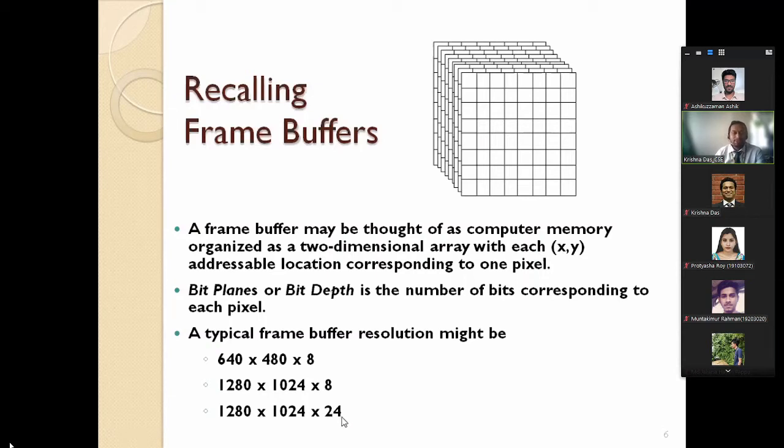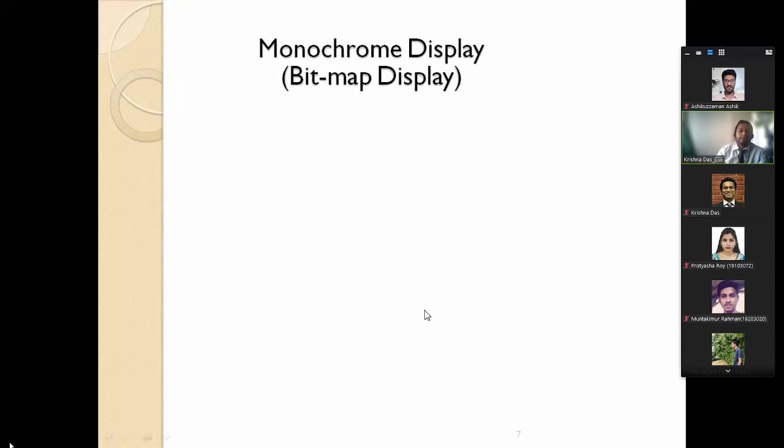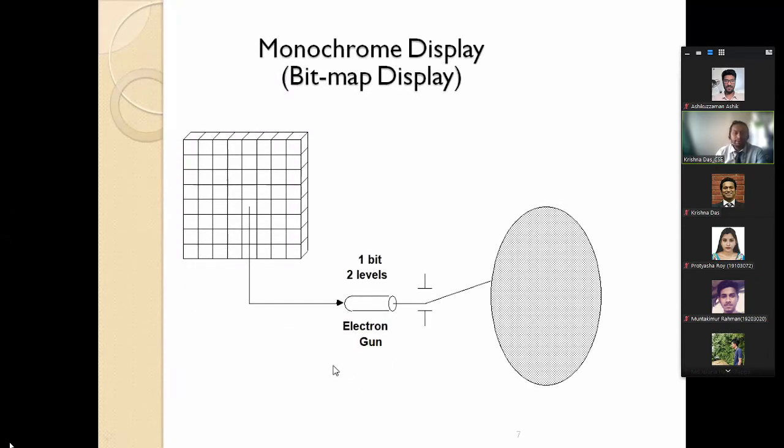24-bit depth is the true color. We already studied earlier that with 2 to the power 24 combinations, that many colors are possible. A human eye can find the difference of the colors. Beyond that, it cannot find the difference.